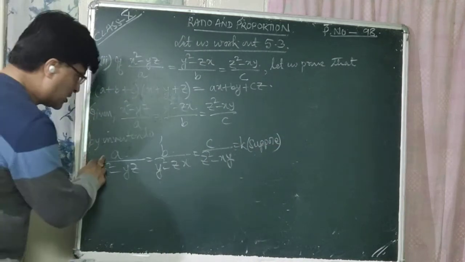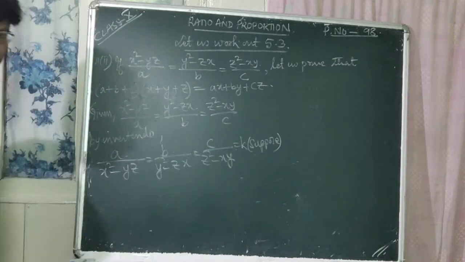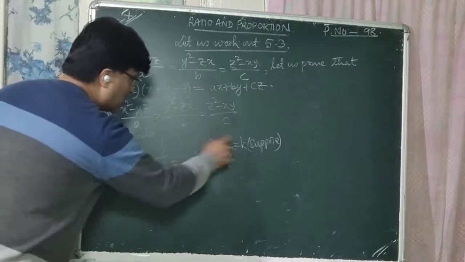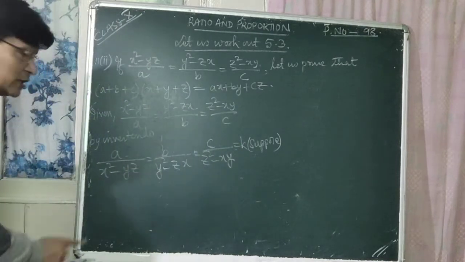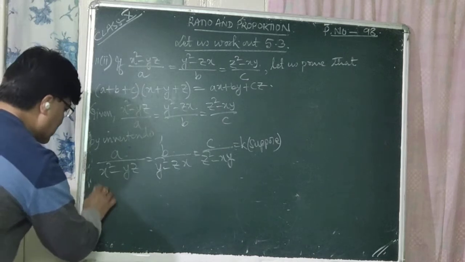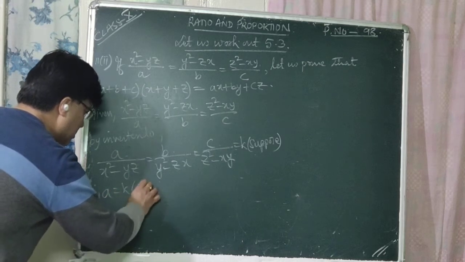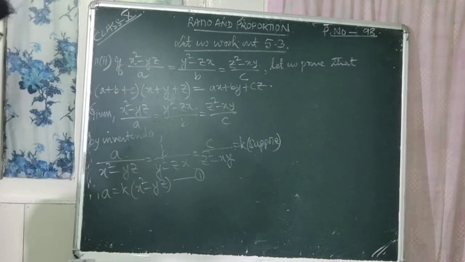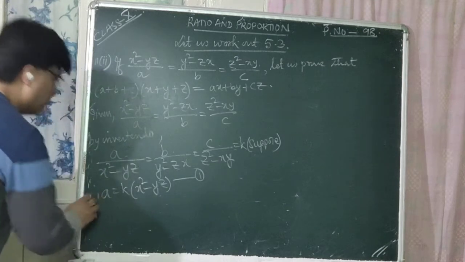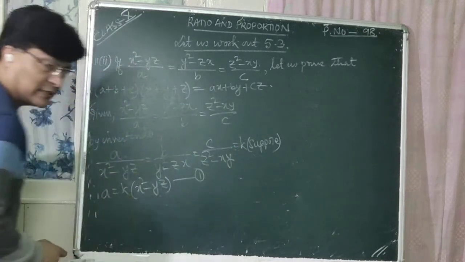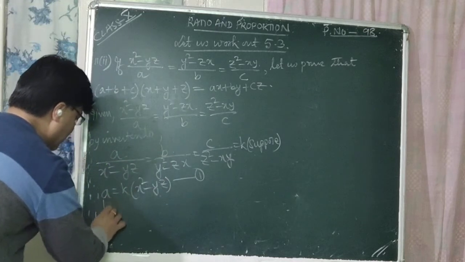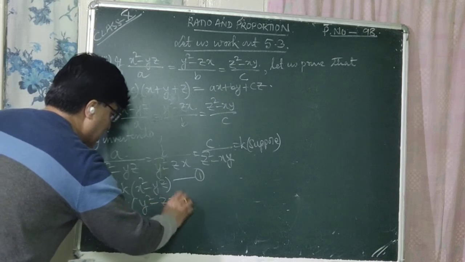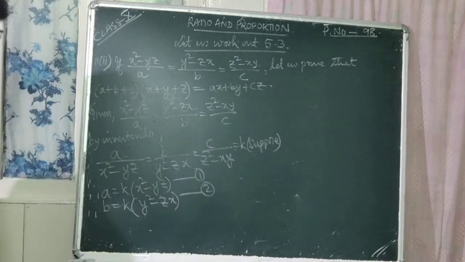Now, first is equal to second is equal to third is equal to fourth. That means equating first and last, that is a upon (x square minus yz) is equal to k, and by cross multiplication you can get the value for a, isn't it? So therefore a is equal to k into (x square minus yz). Suppose this is number 1, right? And similarly, by equating the second with the last and by cross multiplication, what is the value for b? b is equal to k within bracket (y square minus zx). So this is your number 2.